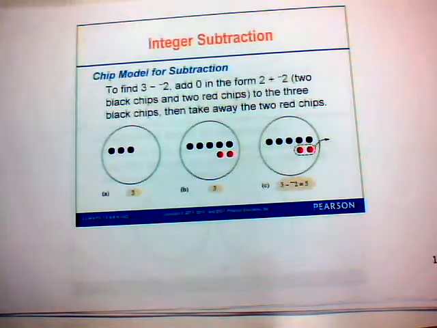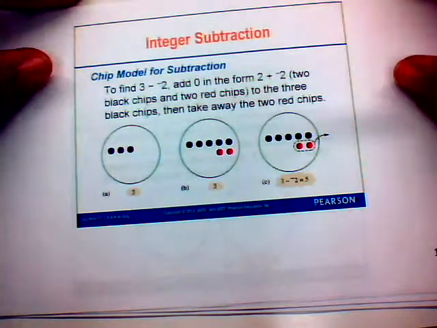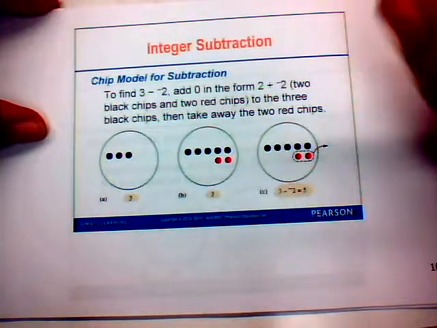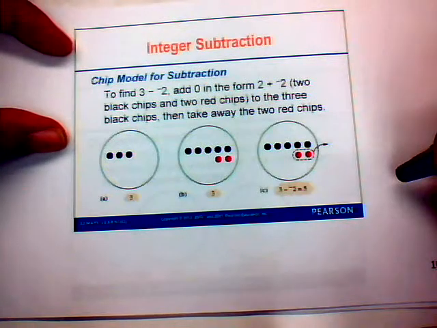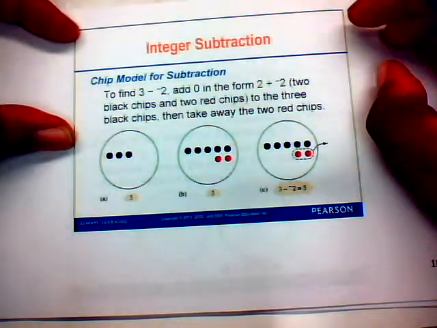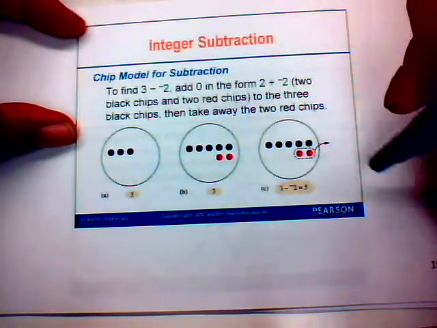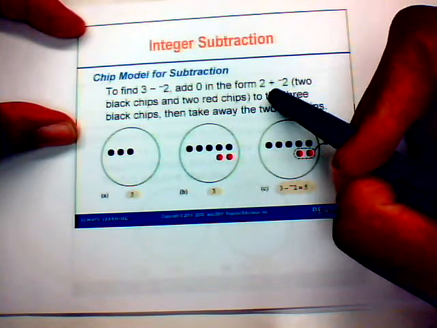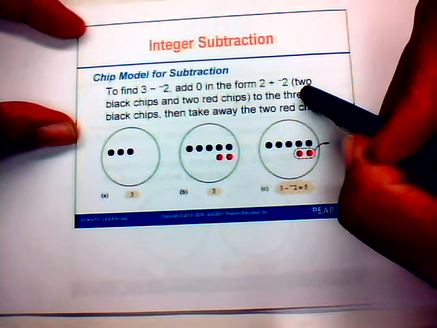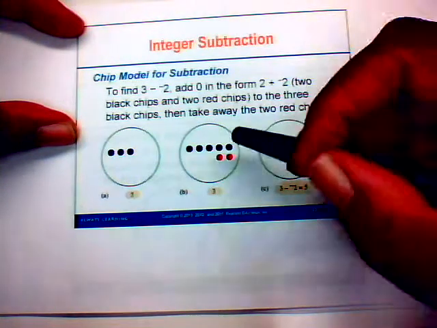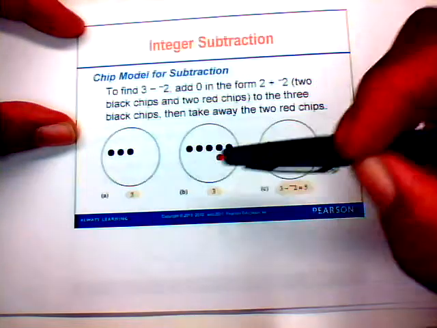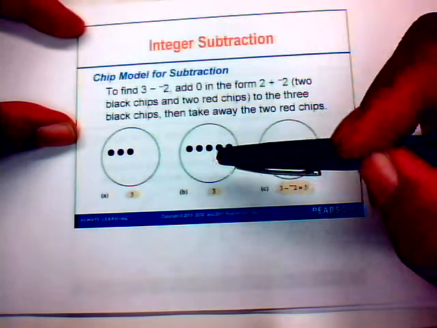All right, now we already talked about addition. Now we look at subtraction of integers. We also can use a chip model for subtraction. In this case, if we want to find 3 minus negative 2, you want to add 0 in the form of 2 plus negative 2. In other words, 2 black chips and 2 red chips. So we're going to need 2 zero pairs here to the 3 black chips, and then you can take away your 2 red chips.